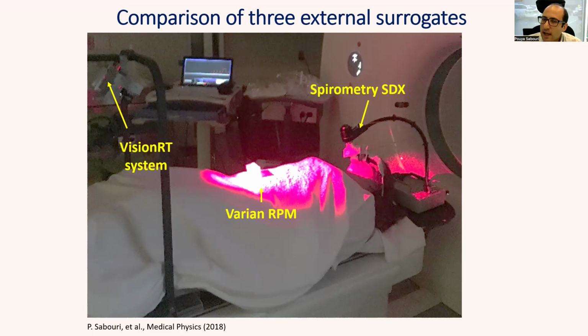Then you have a 1D amplitude signal from the Varian RPM box that's also acquired simultaneously, along with the volumetric tidal flow signal from the SDX spirometry system. All 3 of these systems were synchronized to evaluate how closely their signals correlate. This allowed us to examine the differences in the signal characteristics, phase relationships, and signal drift across the systems, all of which are very critical when selecting a surrogate for gated or breath hold treatments.